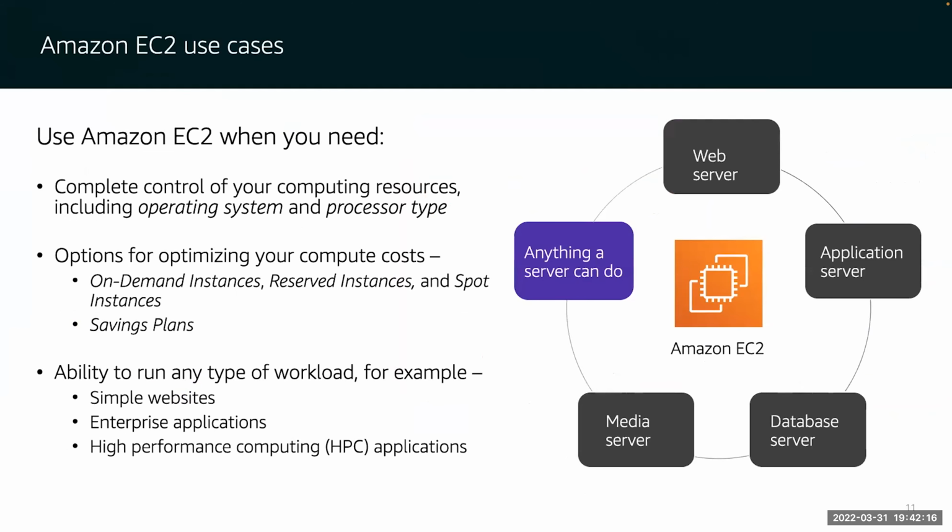Amazon EC2 provides virtual machines where you can host the same kinds of applications that you might run on a traditional on-premises server, and the common use cases for EC2 include web servers, application servers, database servers, and media servers. In particular, consider Amazon EC2 as a compute choice in situations where you need complete control of your computing resources, or an option for optimizing your compute cost. So you use EC2 if you want control over the compute resources that you have, and you want access to the network layer and the storage layer, and you want to manage everything yourself.